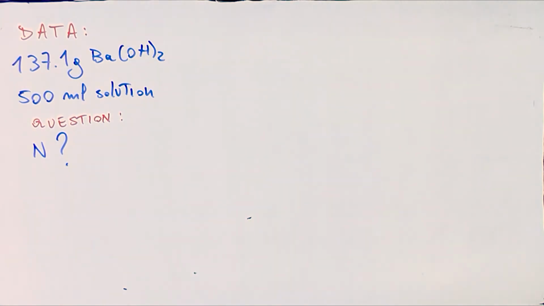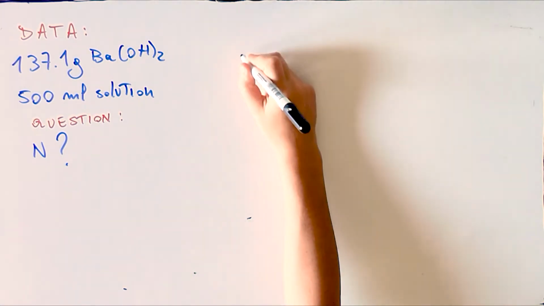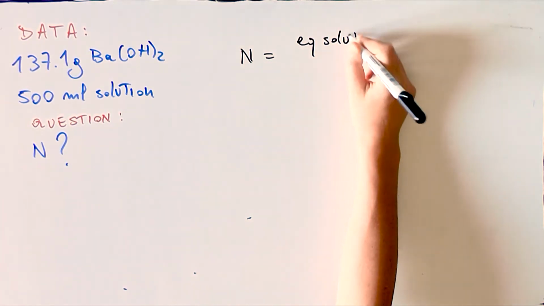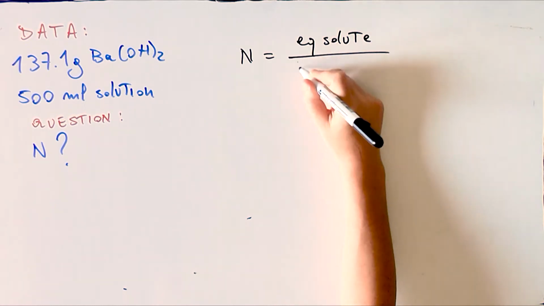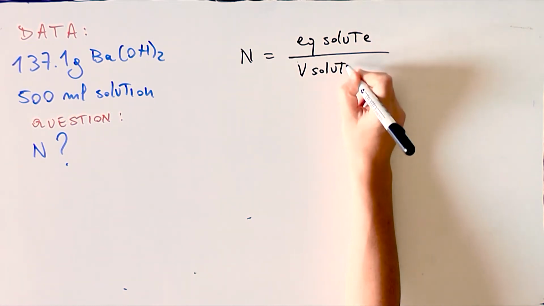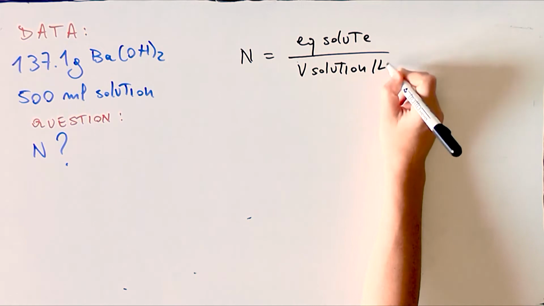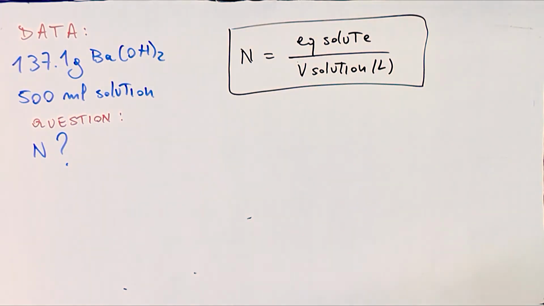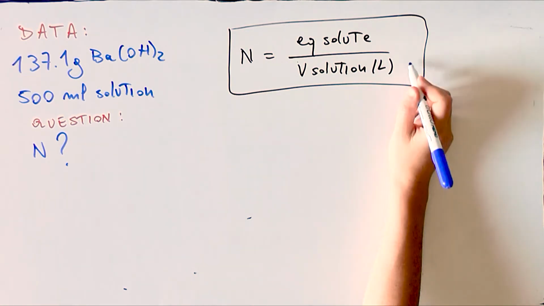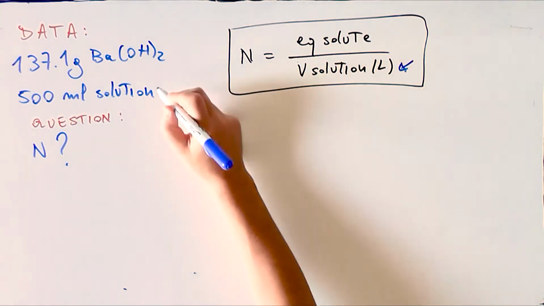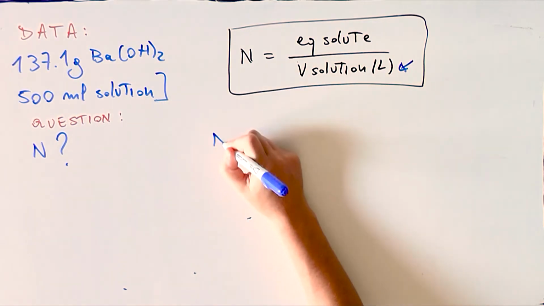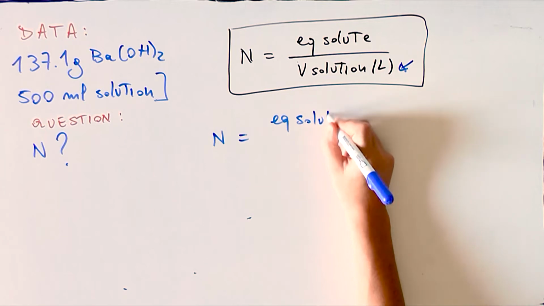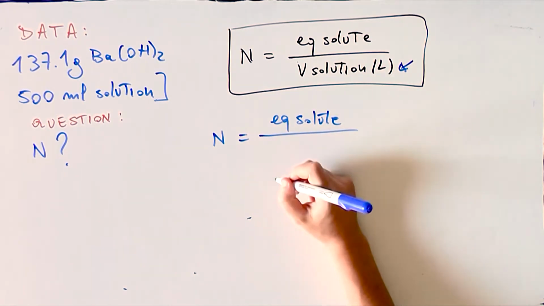So again, let's write our definition of normality. Normality is equivalents of solute divided by volume of solution in liters. This is our definition. What we have and what we do not have. So for sure we have the volume of solution, which is this one. So let's write it. Let's write what we have so we don't have to think about that again.